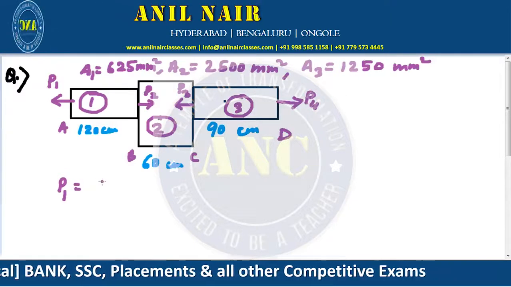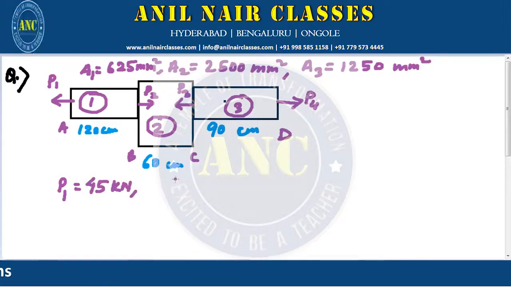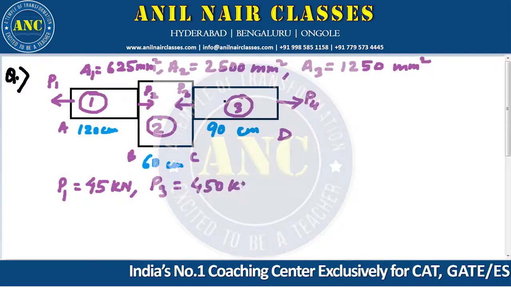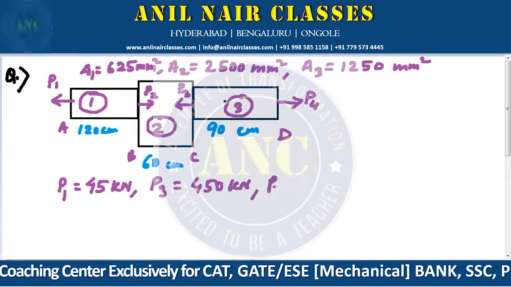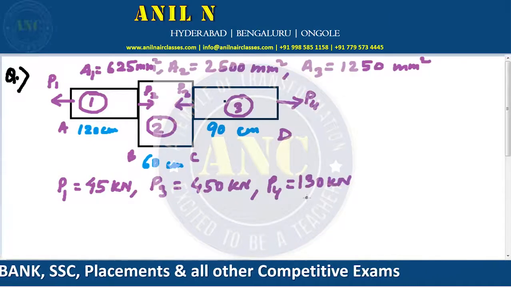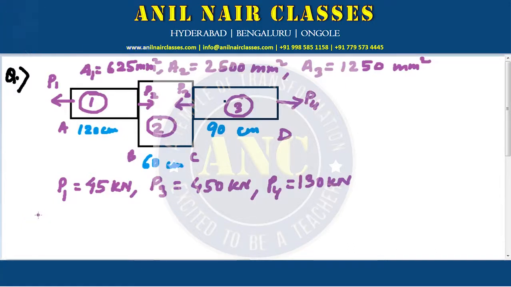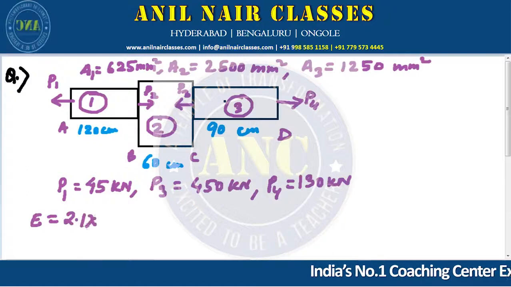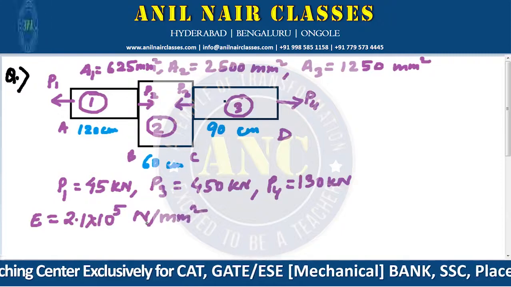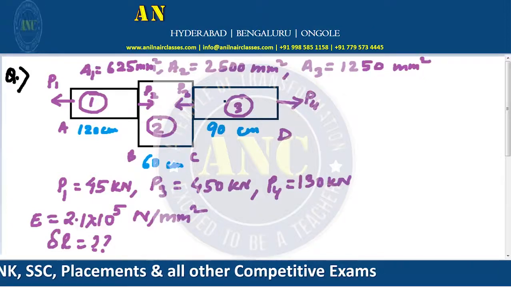Apart from this, a few other things given here: P1 is given as 45 kilonewton, P3 is given as 450 kilonewton, and P4 is given as 130 kilonewton. The question asks, determine the extension, that is the total elongation of the member, assuming E is equal to 2.1 into 10 to the power 5 Newton per mm square. The question is asking what is the change in length of sections 1, 2 and 3.